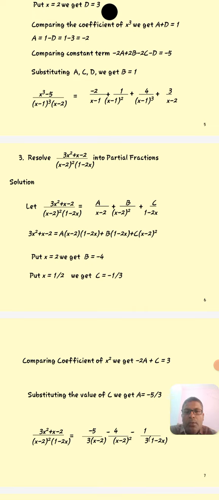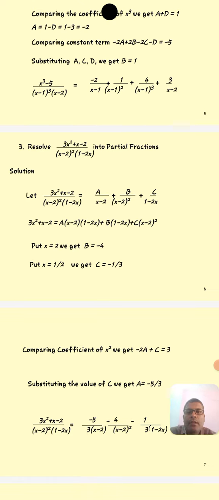Put x equal to 1 by 2. In the above equation, we get c is equal to minus 1 by 3, because a will be 0 and also b will be 0, finally we get c is equal to minus 1 by 3. Now comparing the coefficient of x square.